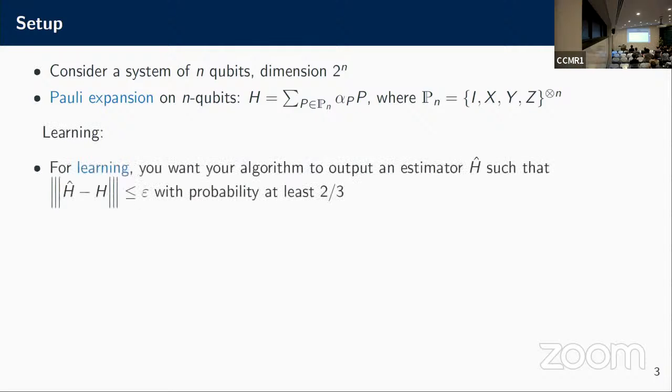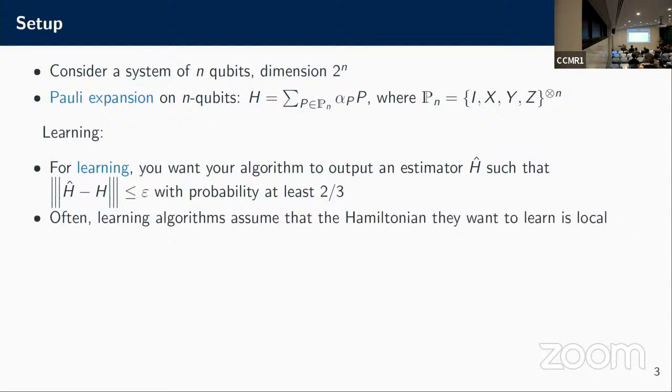So if you do learning, for example, you would want your algorithm to output an estimator H hat or alpha hat, depending on how you do this, such that some norm that you have chosen, this is your figure of merit, this comes with the problem, the distance of the estimator to the actual Hamiltonian is at most epsilon, with probability, say, at least 2/3. Right? So this is the standard learning. This is not what we're doing. And often a learning algorithm would assume to begin with, for example, that the Hamiltonian they want to learn is local, and then you can show that it's an efficient algorithm. That's a very standard assumption.